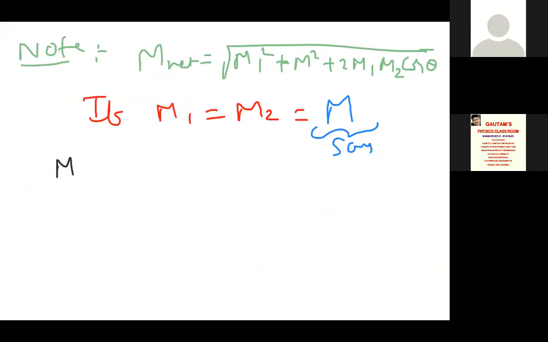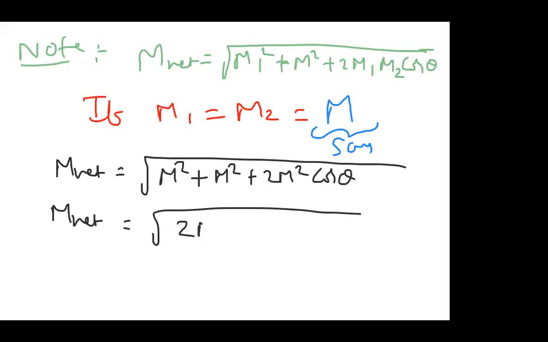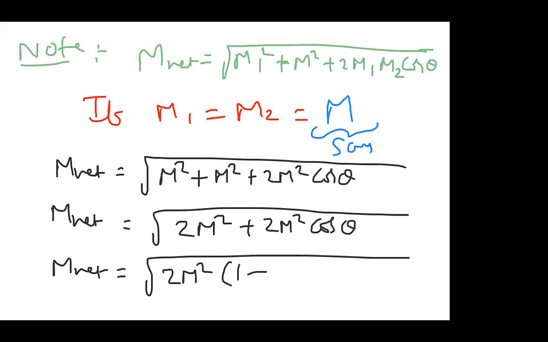So what will we get here? M net is equal to square root of m square plus m square plus 2m square cos theta. So m net is equal to square root of 2m square plus 2m square cos theta. If I take 2m square common, we get 1 plus cos theta. First m square plus m square is 2m square, again 2m square common, we get 1 plus cos theta.